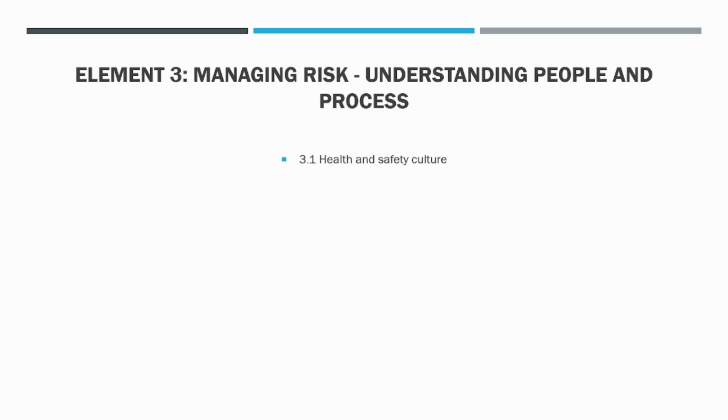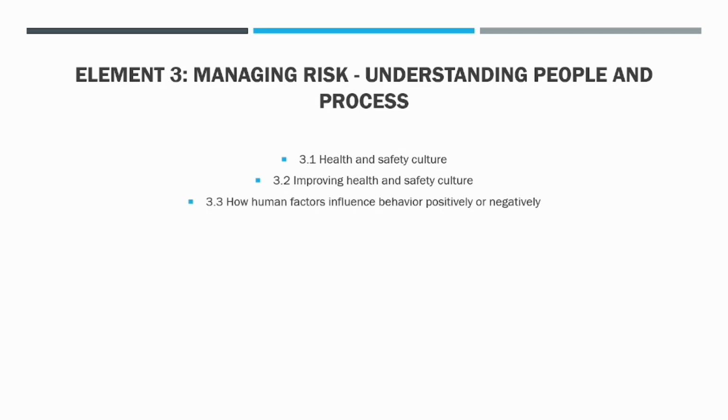Safety culture reflects how people think and behave toward health and safety at work. The second module is on improving health and safety culture. Strong leadership, communication, and work environment help build a positive safety culture. The third module of this element is how human factors influence the behavior of the workers. Human factors can increase or decrease the risk depending on how work is designed and managed.